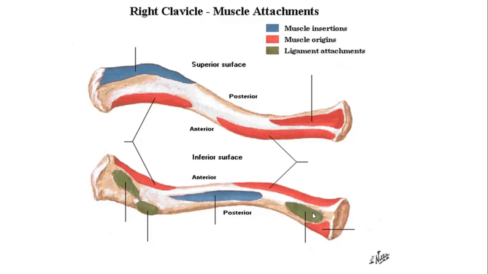Turning the bone so that we are looking over the inferior surface of the clavicle, the muscle that attaches over the posterior surface, near the inferior and posterior surface of the clavicle, is a muscle of the neck called the sternohyoid muscle.